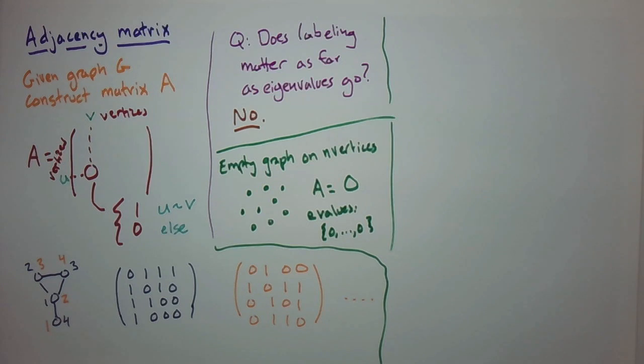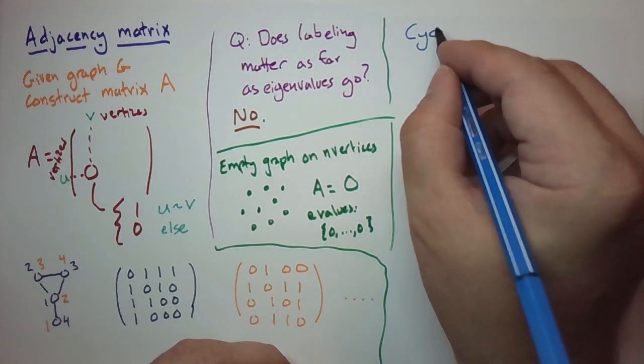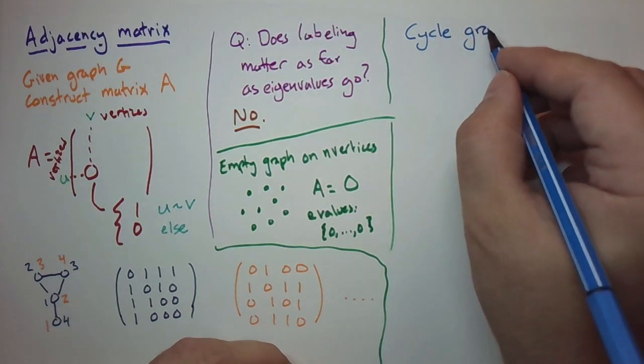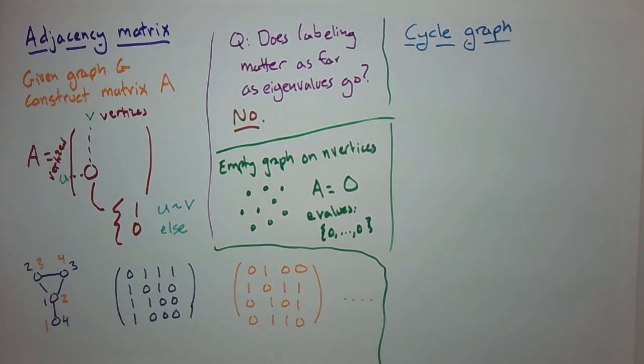Anyone have another favorite graph that they like? Cycle. Oh, okay. Sure, we can go there. The cycle graph. Now, this will be a little bit longer than the empty graph. But we'll get there. If not today, by next time. We'll get there today.